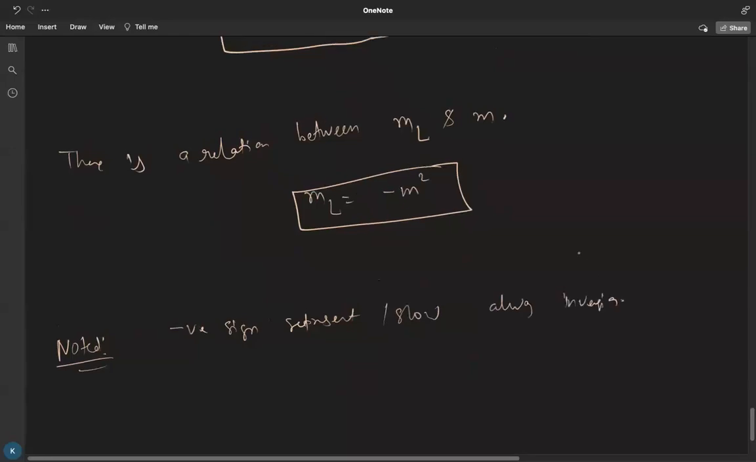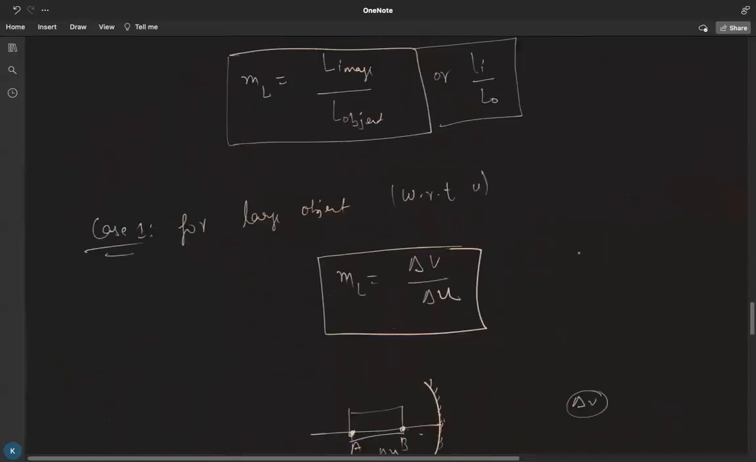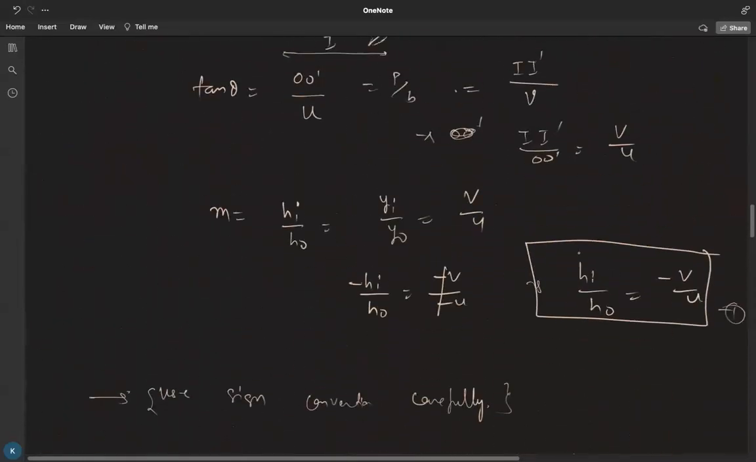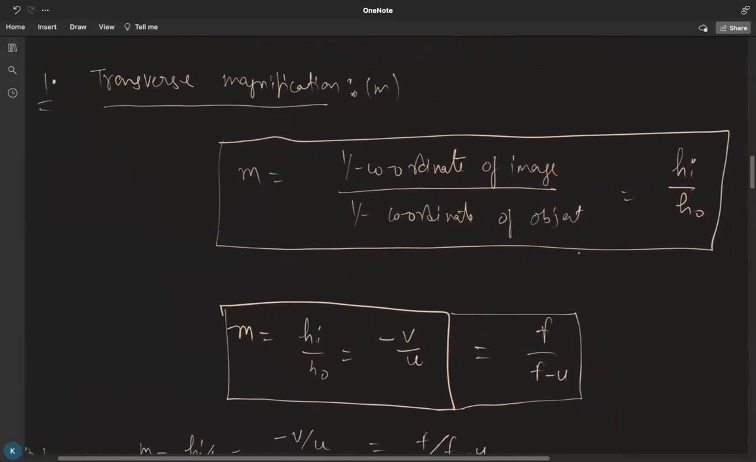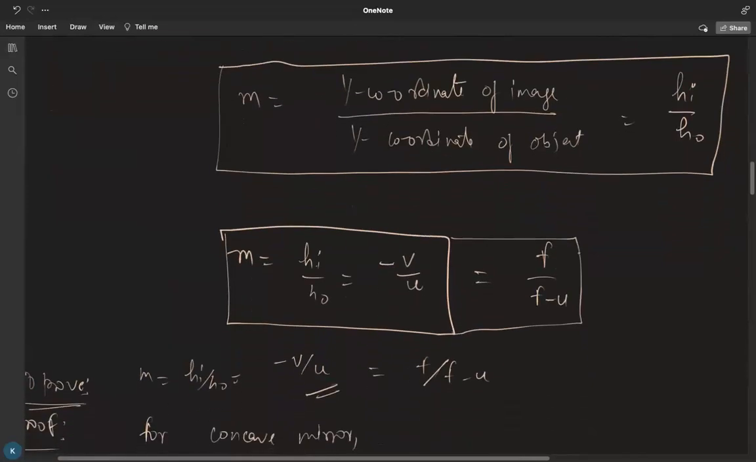So let me quickly recap what I have told you here. We have discussed the magnification thing. There are two types of magnification, as I told you. The first is transverse magnification and the second is longitudinal magnification, right? In transverse magnification, the formula is magnification equal to hi by ho, which is height of image by height of object. And I'm claiming that it is equal to minus v by u, and it is equal to f by f minus u, right?